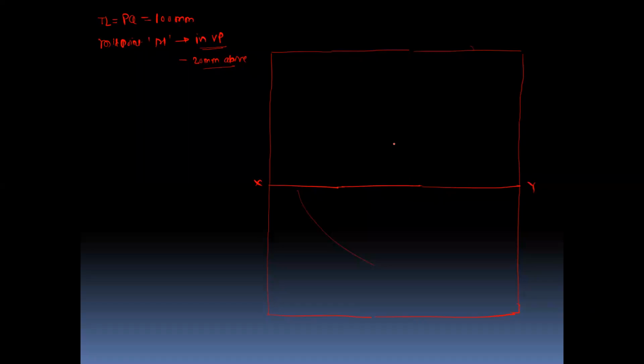So first, draw one vertical line at 20 mm distance, because point M is 20 mm above the HP. And you can draw one horizontal line from point M. So this is just a reference. On this line, we will mark the elevation length. So this point, which is at 20 mm, this is the M dash. Okay. So this is the front view of the point M, that is the midpoint.